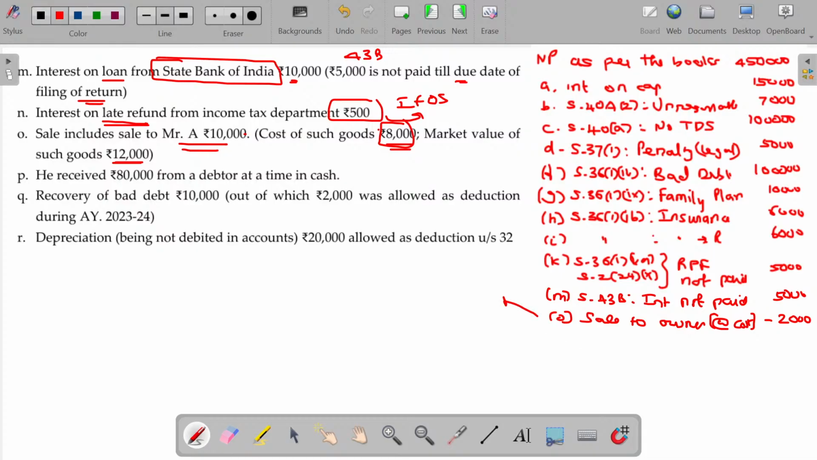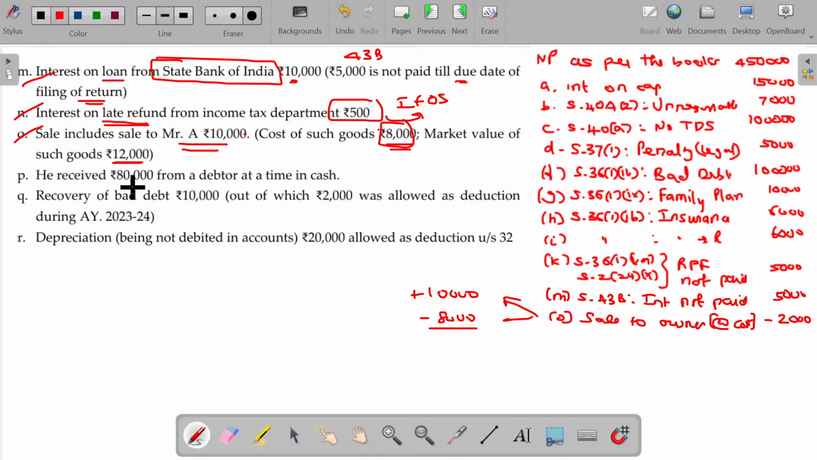In the text, I have given it this way. The 10,000 rupees is added and actually 8,000 rupees is subtracted. This is how I have shown it. This sales is excluded and cost is subtracted as an expense. But I have posted here the net value.